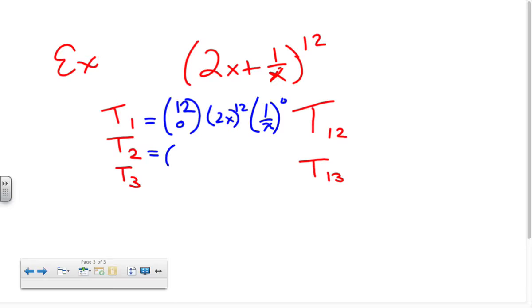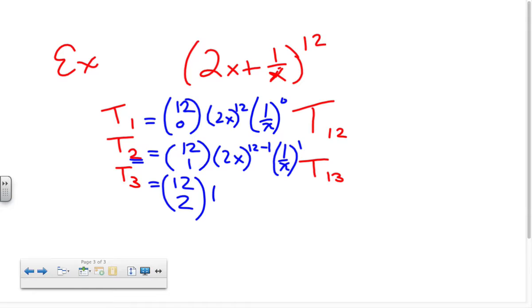Okay, t2, 12 choose 1. Remember that this is r plus 1, so 2 is r plus 1, the 1 is r. Okay. 2 to the x, the 12 minus 1, 1 over x to the 1. Okay, t3, 12 choose 2. 2 to the x, the 12 minus 2, 1 over x squared. So that's the first 3.